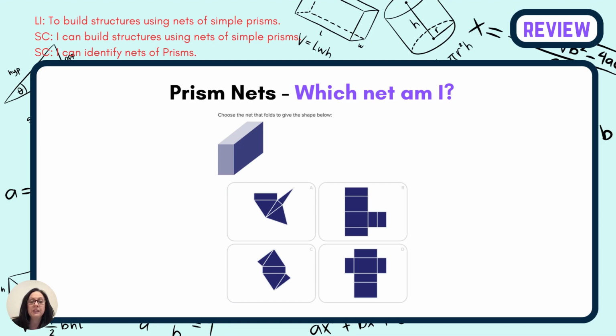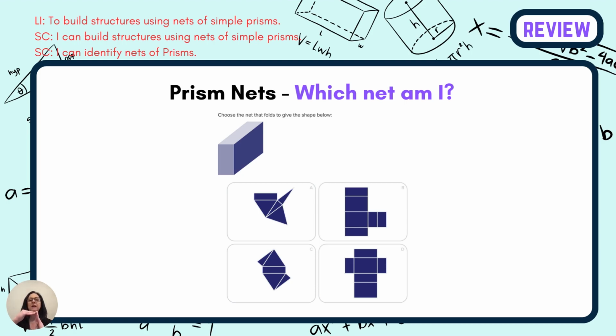And on this very last review question, choose the net that folds to give the shape below. Well, I can immediately eliminate A and C because there's no triangle, so it's not those two. So let's have a look at B and D. Which one is it going to be? If I fold B, if I fold that right, not under the first rectangle, not directly under the second rectangle, if I fold that there, I'm going to have that larger rectangle here and here.